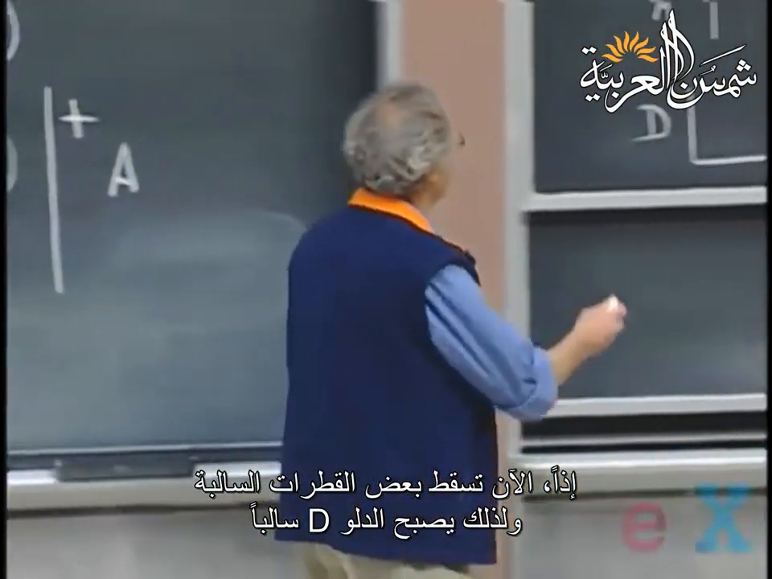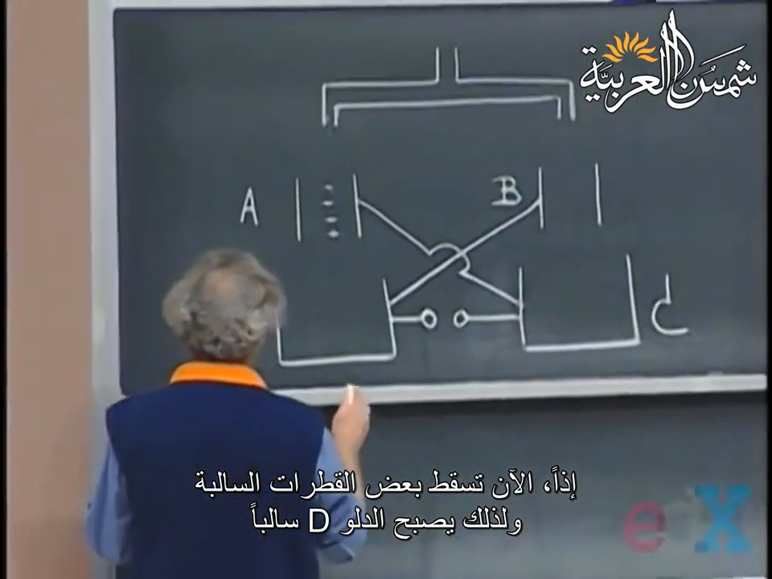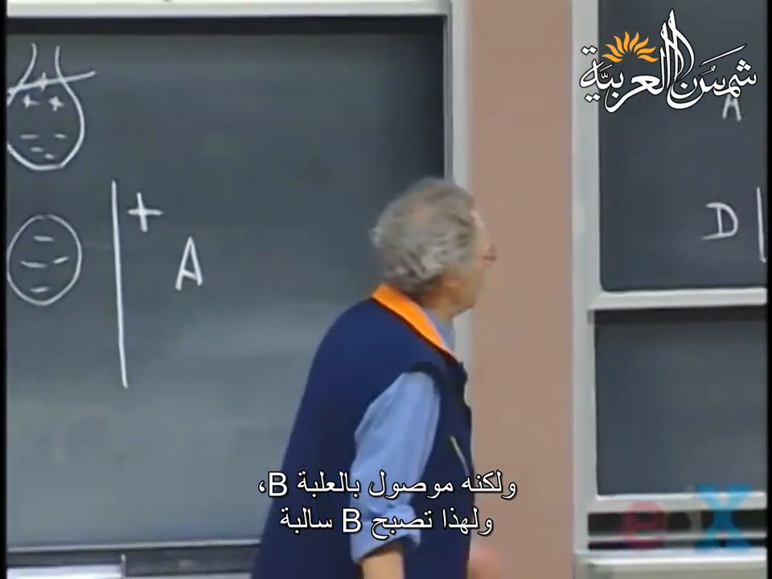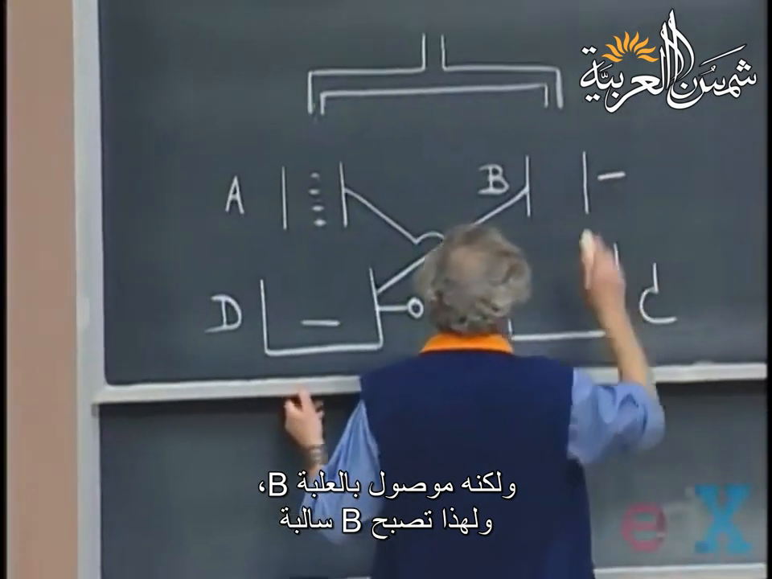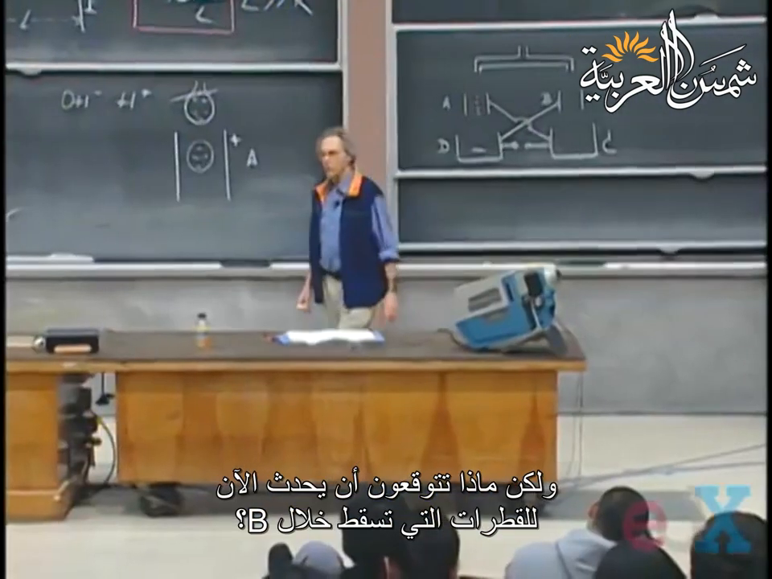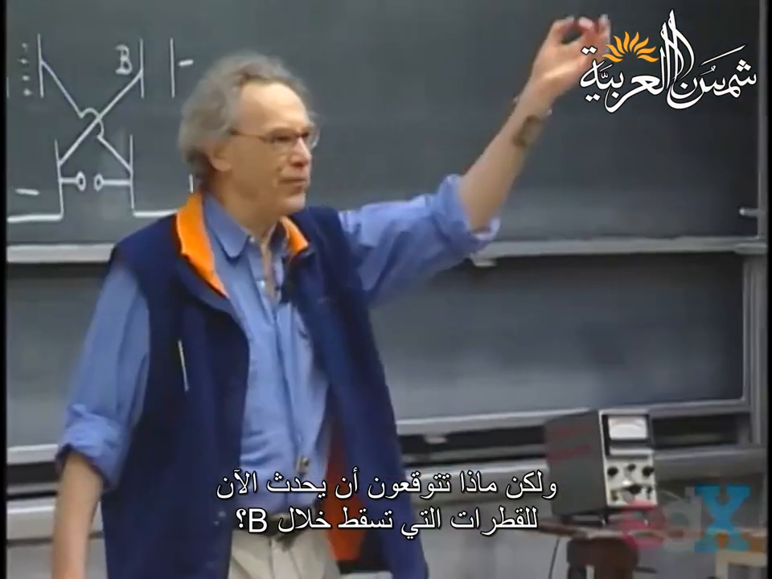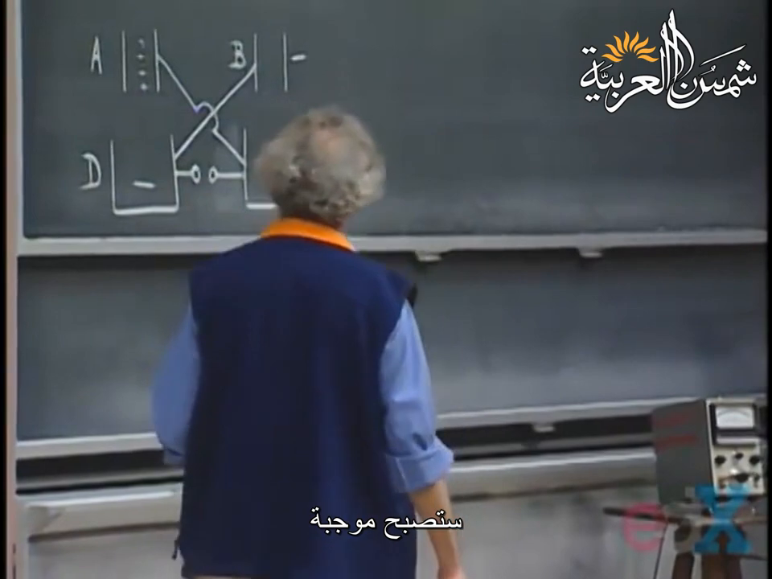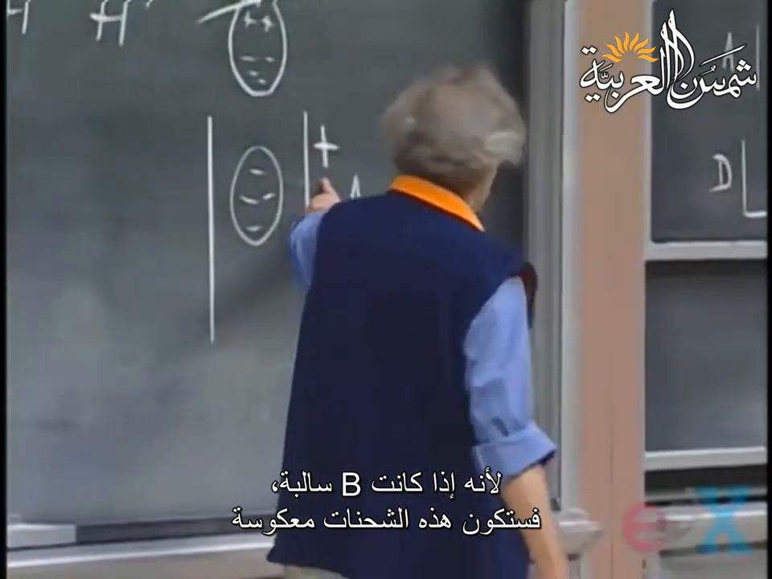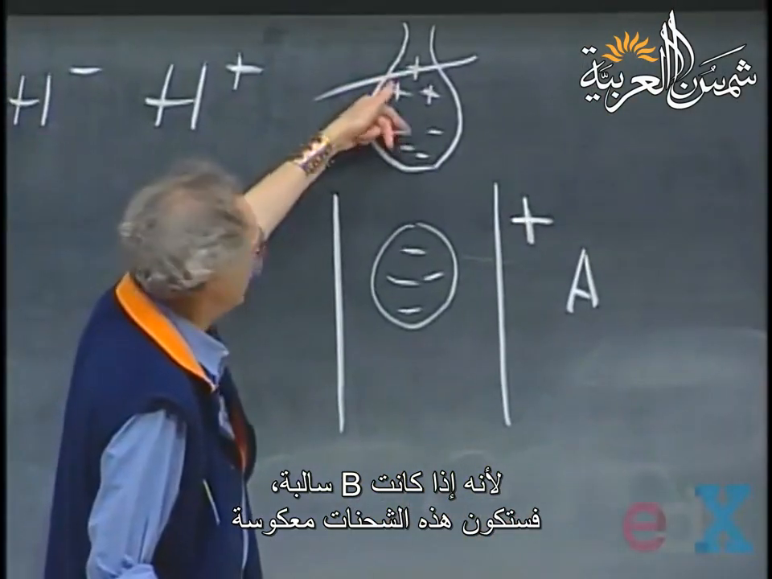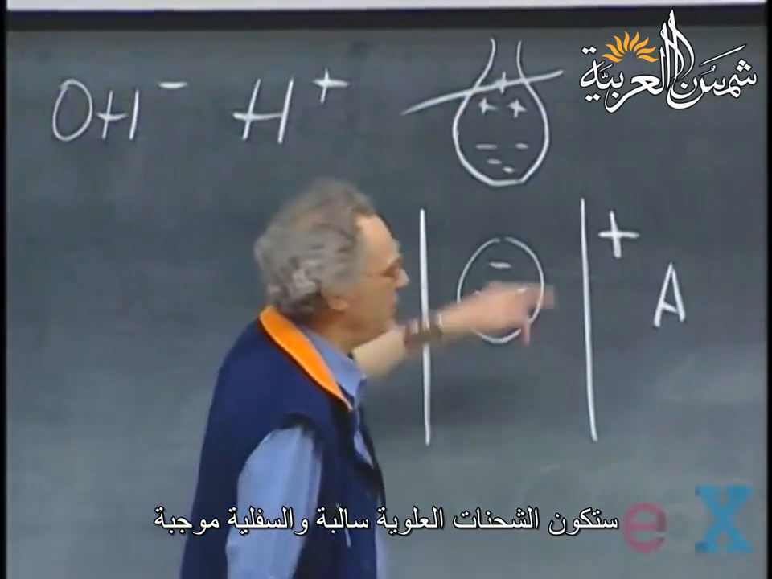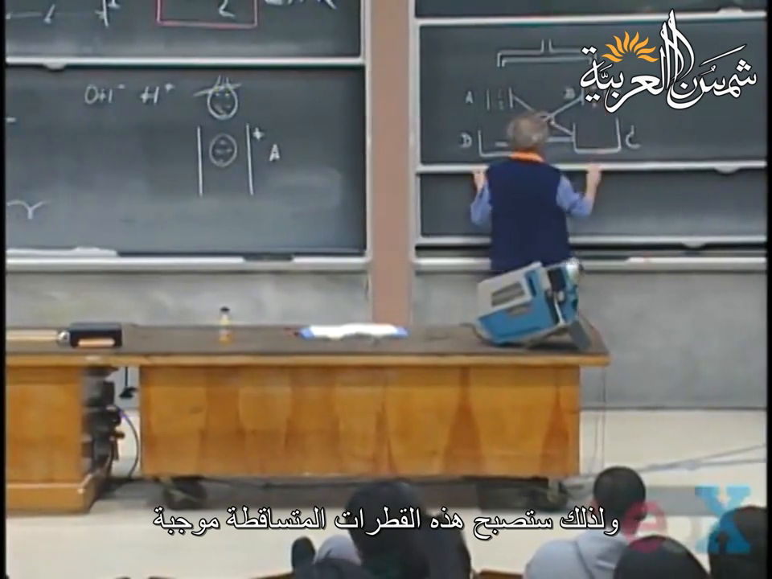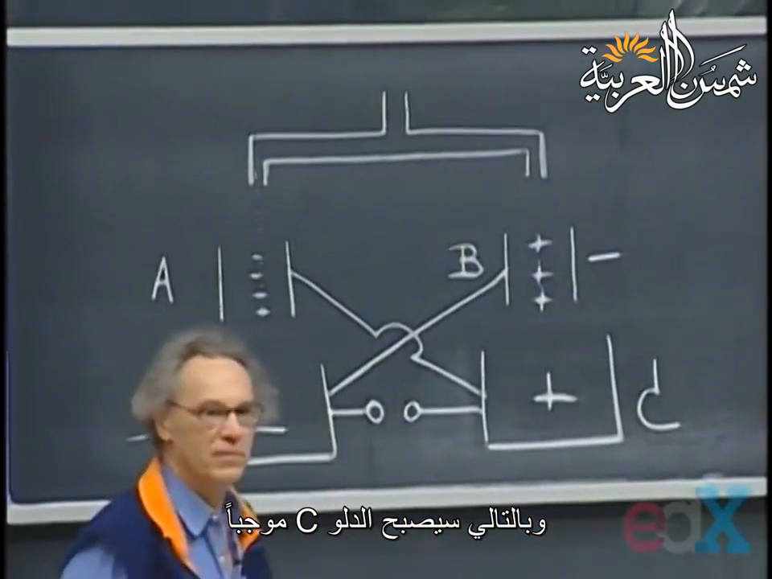So now a little bit of negative drops come down, and so this becomes negative. But this is connected with B, so B becomes negative. But what do you think is going to happen now with the drops that fall through B? They are going to become positive, because if B is negative, then of course this will be reversed, the bottom will be positive, the top will be negative, and so those drops now that are going to fall through are going to be positive. So C becomes positive.